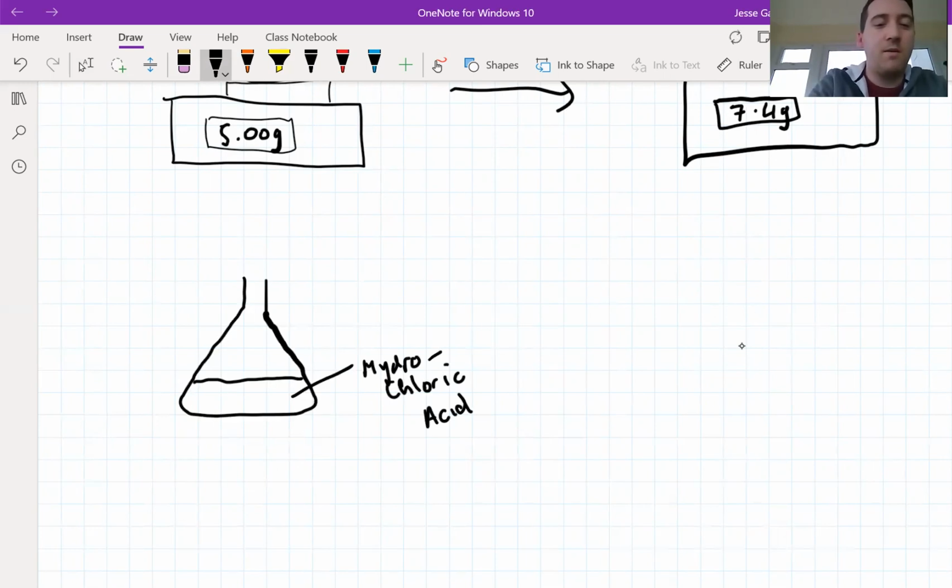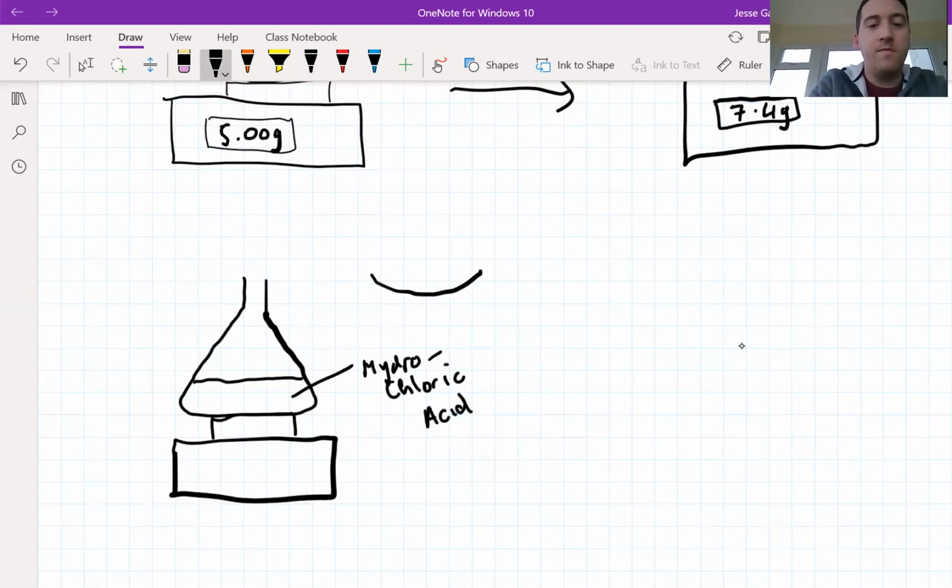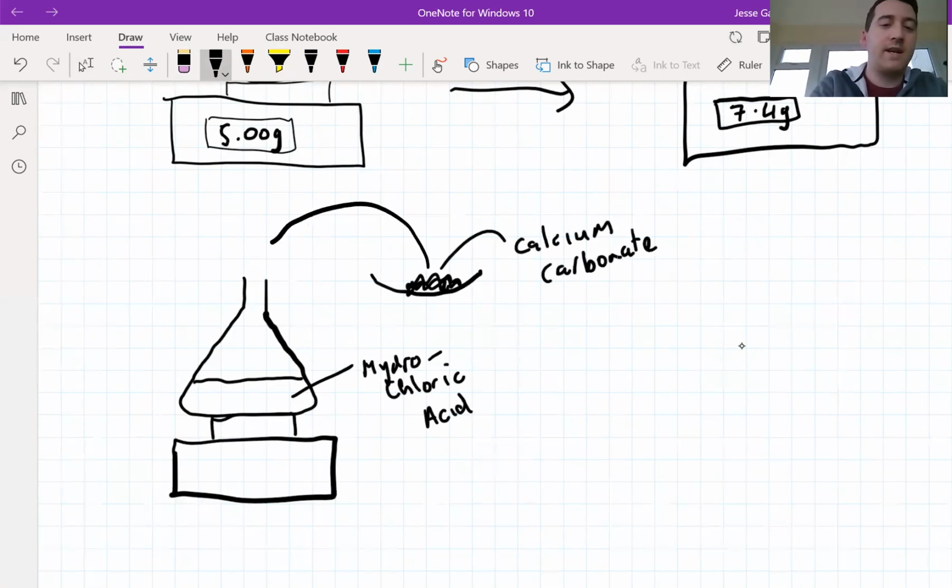And we're going to put it on a mass balance. To our liquid, we're going to add some powder, and this powder is called calcium carbonate. We're going to take that calcium carbonate and add it into our mixture. So now our calcium carbonate is in here. As soon as we add it, we're going to see what the mass is of the two reactants together, the hydrochloric acid and the calcium carbonate. Now, let's say when we measure it, it comes up as 50 grams.